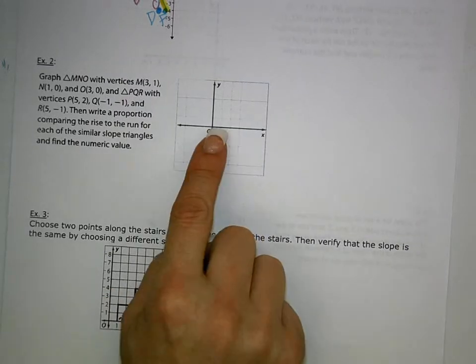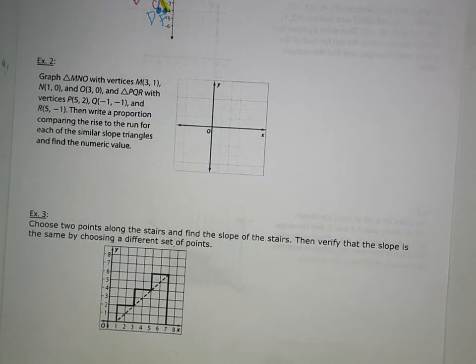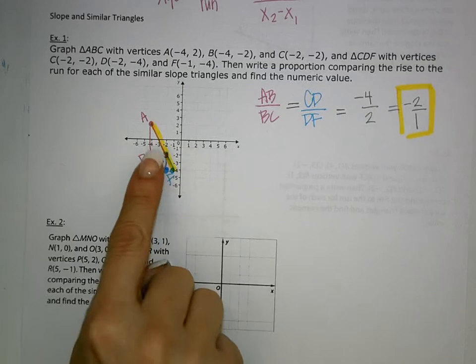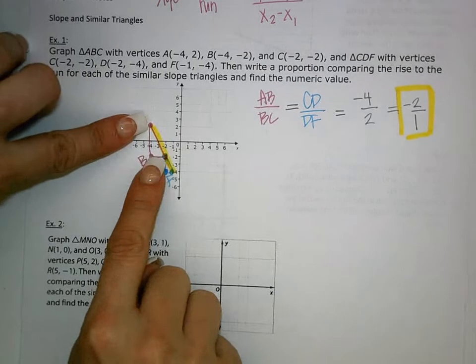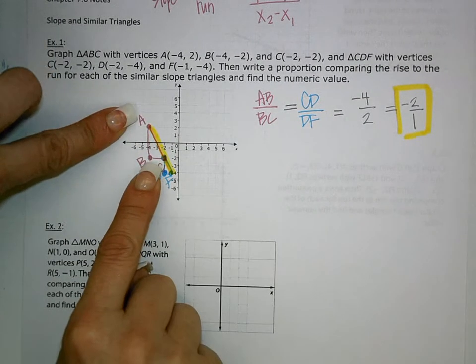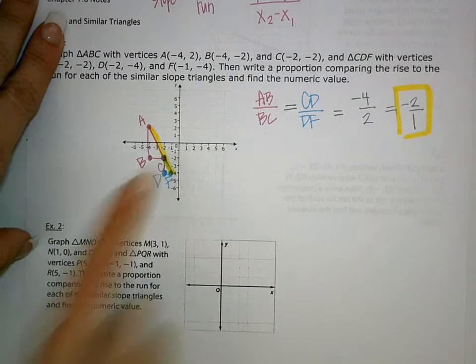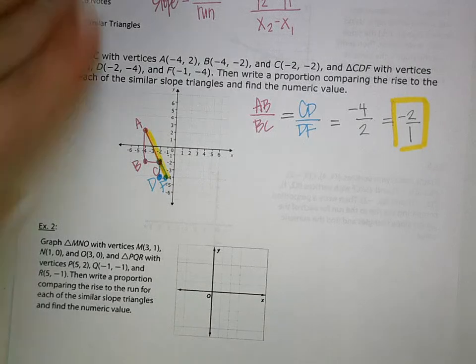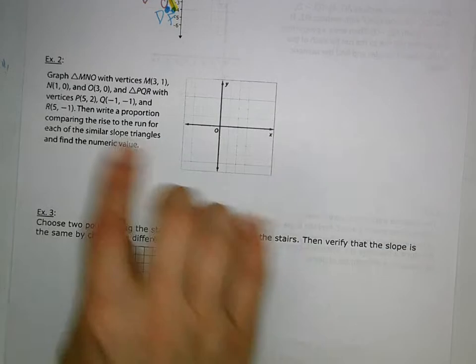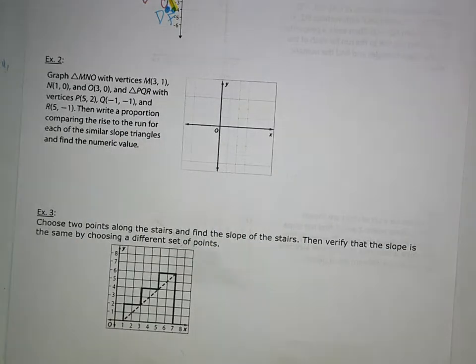I apologize that these little grids are a little bit light, but I'm sorry the copies came out that way. Yeah, Kels? How'd you get negative 4 over 2? I counted these, so to get from A to B, I had to go down 4, and then 2 is from here to here. Okay. So here, graph MNO with vertices 3, 1.